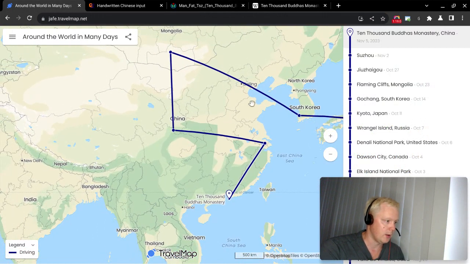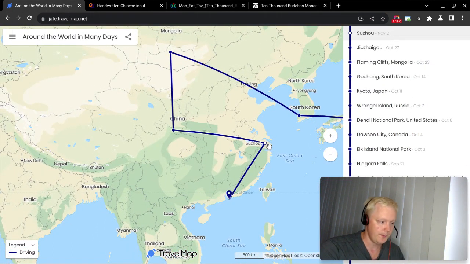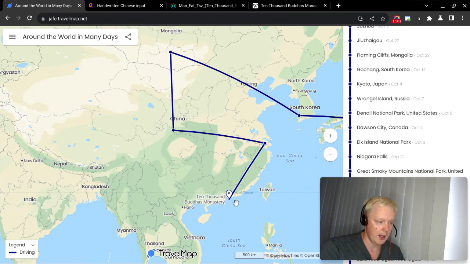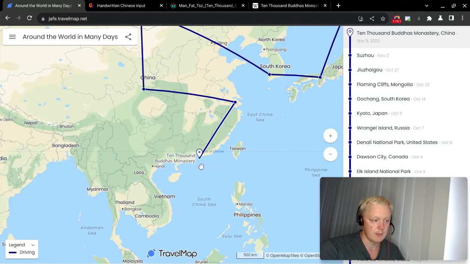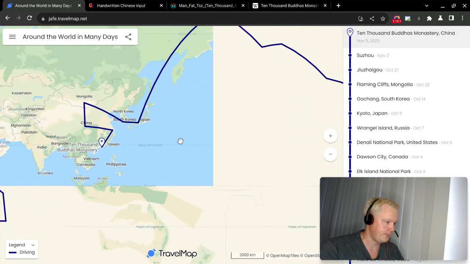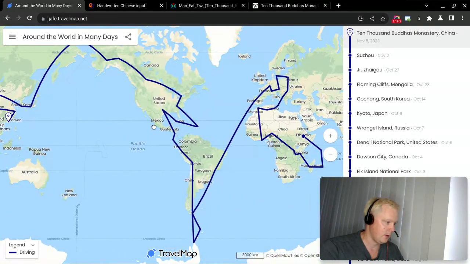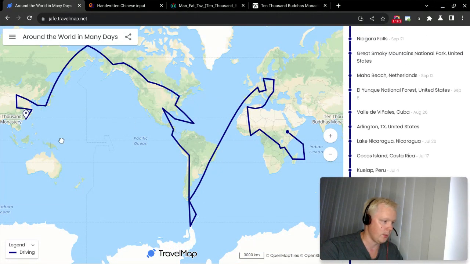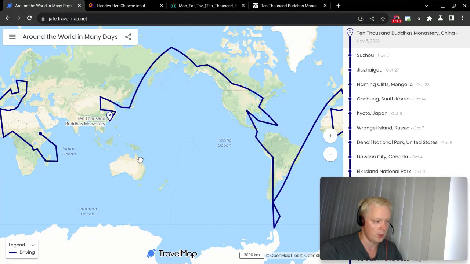So last time we were in Suzhou. Before that in Zhoujiajiao, and now we're in Hong Kong, 10,000 Buddhas Monastery. And our trip so far, again, pretty hard to fit on the screen, but here we are, all the way almost around the world, and this is what is left. But again, still a lot left. This is episode 43 of 81, if we all live that long.